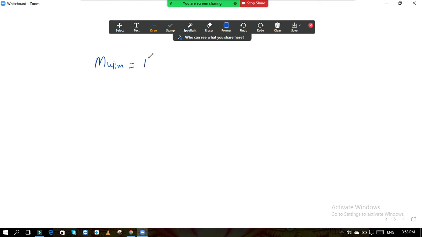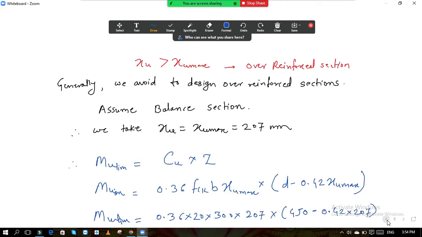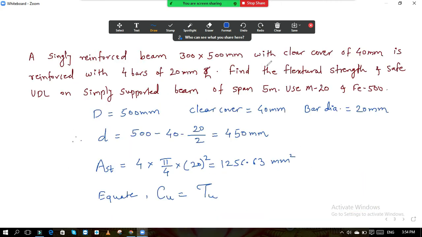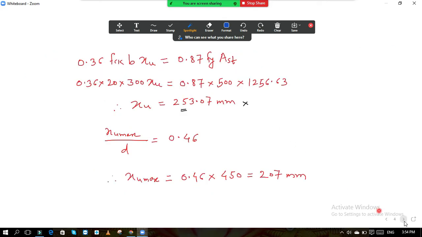Okay, so it is Mu limiting, or we also call this MR. What value have we calculated? 162.33 kilonewton meter. So here our problem doesn't end at this point. What have they further told you to calculate? After the calculation of this flexural strength, you need to calculate the safe UDL on a simply supported beam of span 5 meter. So we need to calculate the safe UDL.